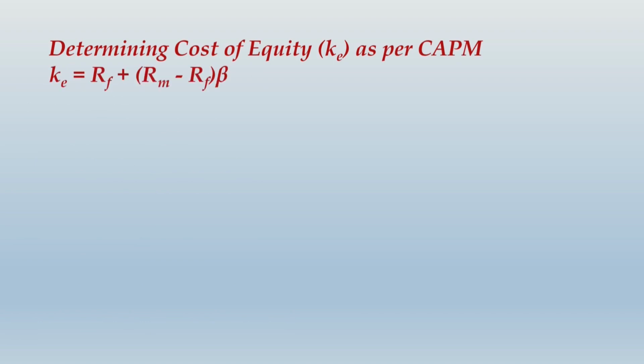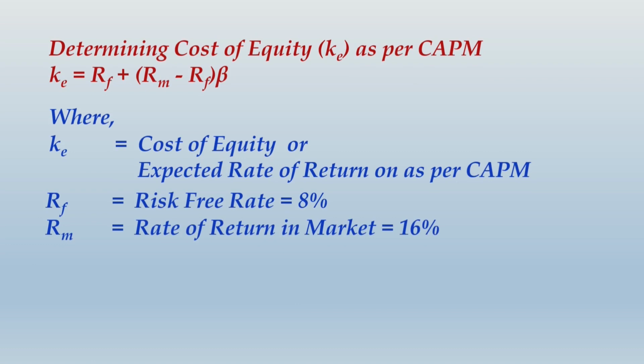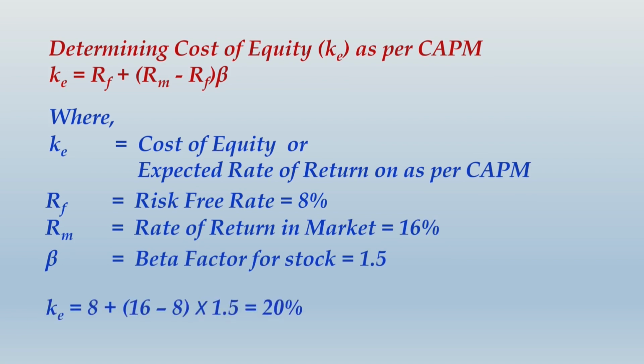Now apply CAPM and compute cost of equity, which will be basically the expected rate of return as per CAPM. So it will be 8% as risk-free rate, 16% as market returns, and beta factor is 1.5 times. So what you simply do is 8 plus (16 minus 8) into 1.5, which would give you 20%. So now you have to just compute the weighted average cost of capital.